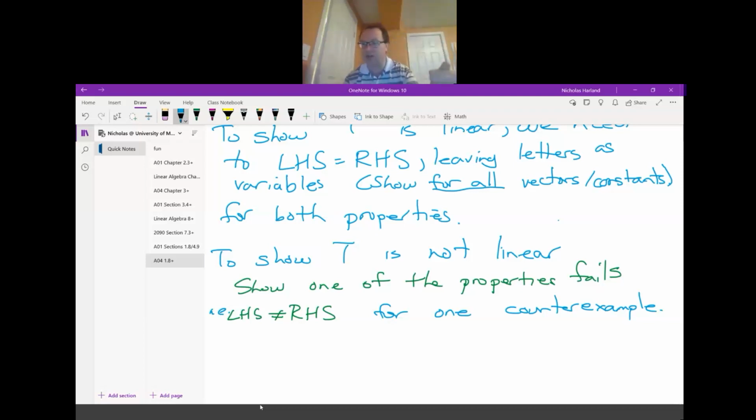So to show it's linear and to show it's not linear is a completely different process. What we do, one of them we keep it general, the other one we plug in numbers. One of them we're showing it's always true, the other one we're showing it's false just once. And so what we do for linear and nonlinear are very, very different things. AKA, it's a bit confusing and certainly requires some practice. Right, but any questions about these logic ideas before we jump into an actual example?